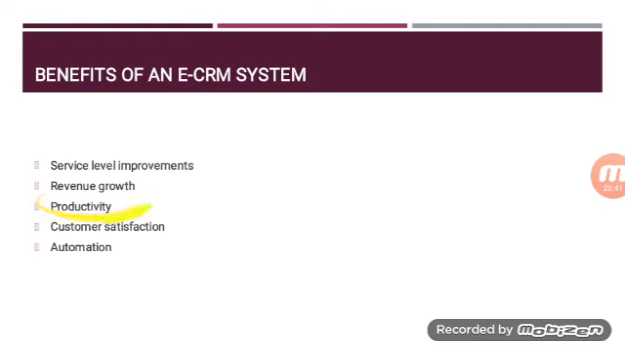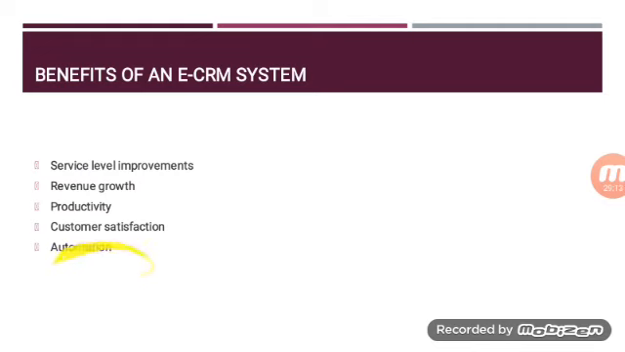So when your productivity increases, you are able to attract more customers and you are able to recognize their needs. When your customers' needs are being recognized, the satisfaction level of your customer will increase. Okay, so that's how. And when the satisfaction of the customer increases, this will help in the revenue growth of the company. So that's how the benefits of the eCRM system work.